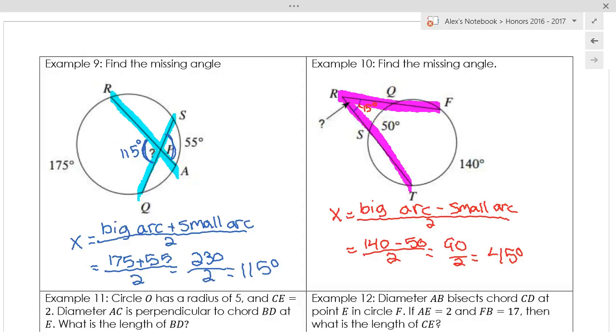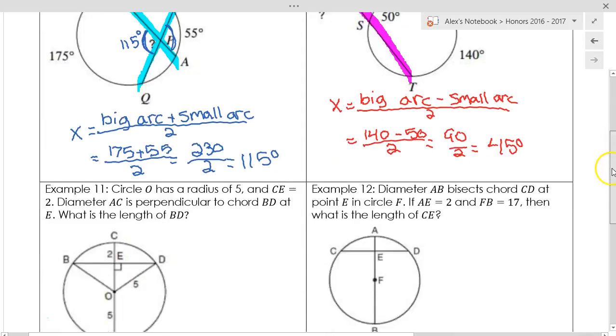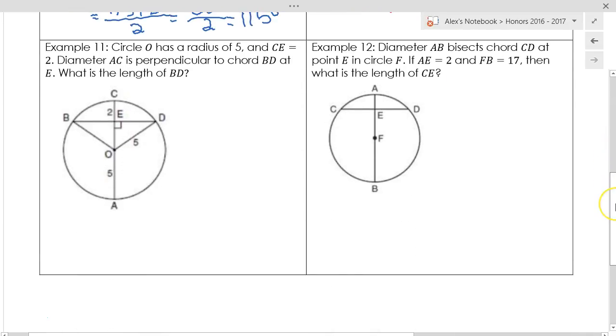So those are very similar whether they cross inside or cross outside. This one's crossing inside the circle, and this one's crossing outside the circle. Then looking at 11 and 12, this has to do with our perpendicular bisectors.